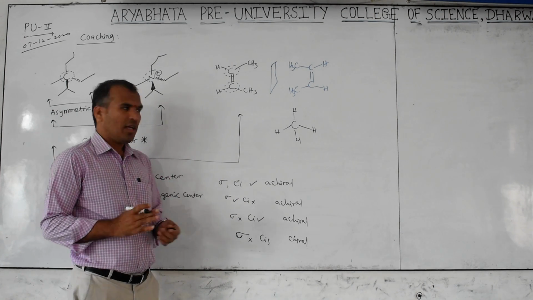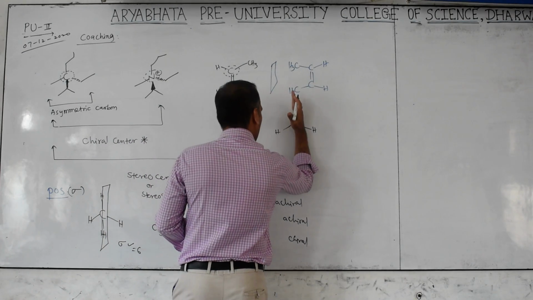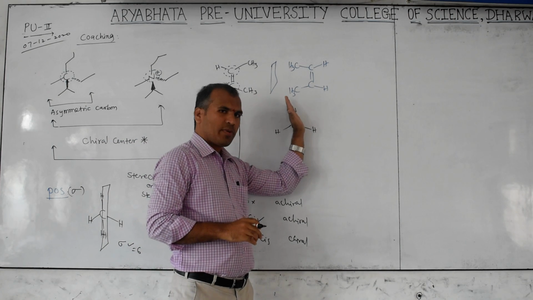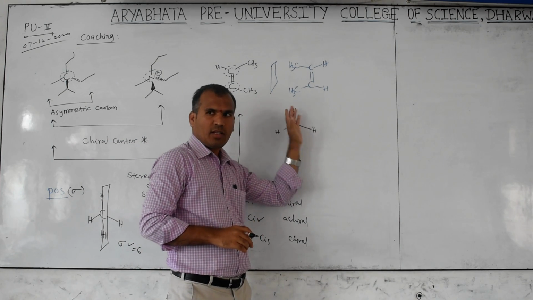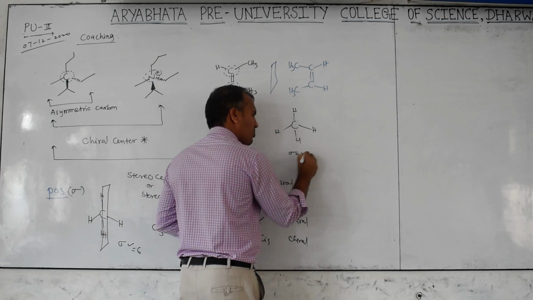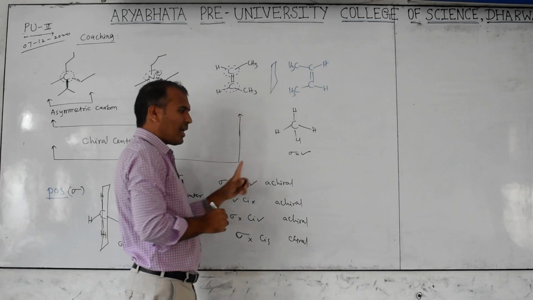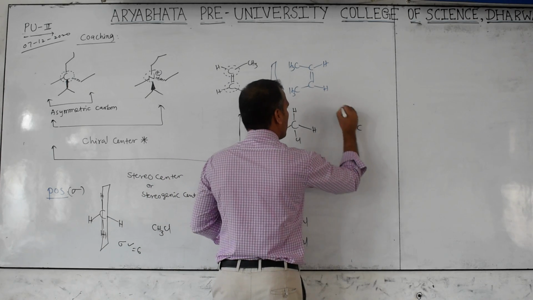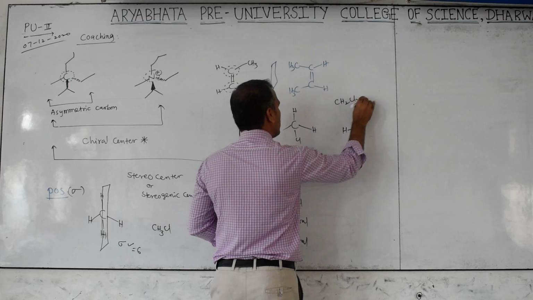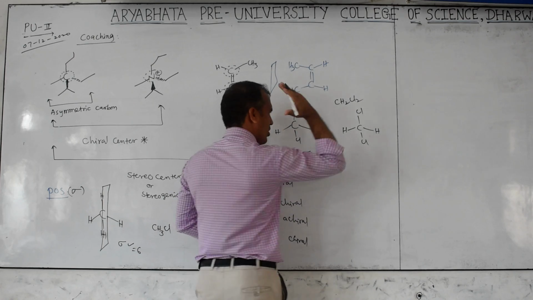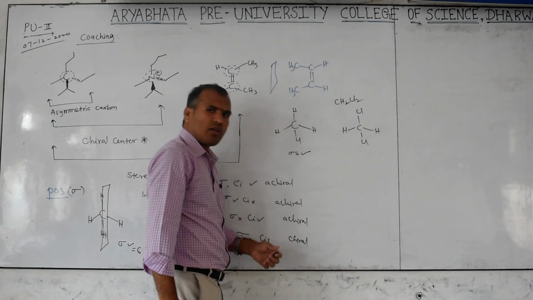For this, if you cut same like this only, then it is having which one? Plane of symmetry present or not? H is there, this half, this carbon is half. Sigma is present, then it is achiral. If you take here H, this is called CH2Cl. Cl, H. If you cut like this, then it is having plane of symmetry or not?